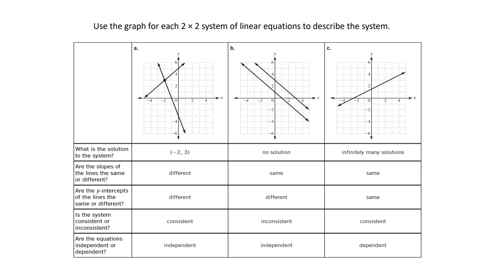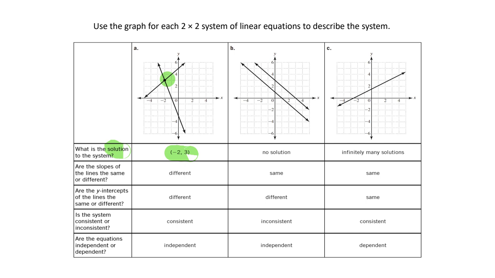Now, notice row 1 below the graphs. Solution. The solution is that point of intersection. But notice B, parallel lines, no solution. Look at my C. This is two lines sitting on top of each other. So I am going to say infinitely many solutions.